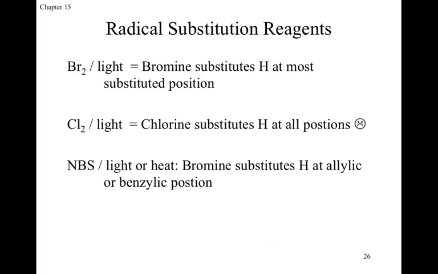So our radical substitution reagents, we've got them all listed out here. Bromine and light: we're going to see a radical substitution with bromine substituting for hydrogen at the most substituted position. So pick a hydrogen that has the most carbons around it. We could also see chlorine pop up. It's just going to substitute hydrogen at pretty much all positions, so it's not as helpful to work with. The last one would be NBS with either light or heat. That's going to put a bromine that will substitute for hydrogen at the allylic or benzylic positions. Remember, benzylic is effectively the same thing as allylic.